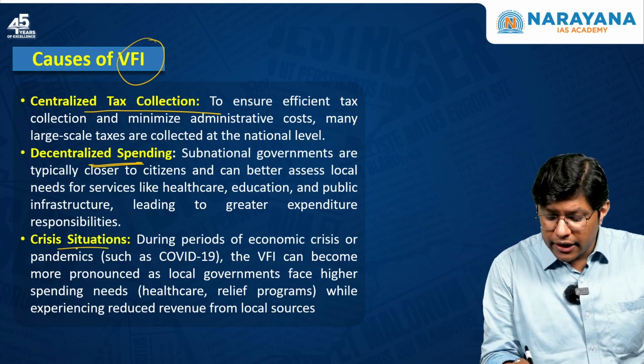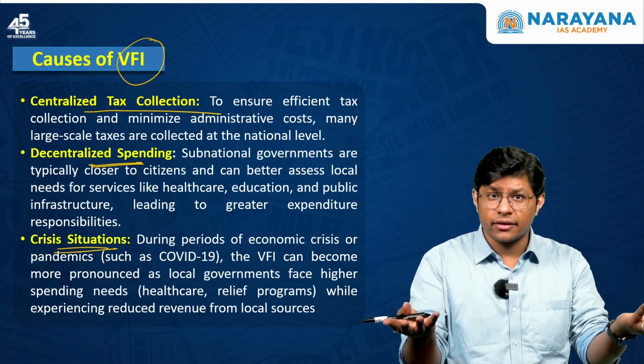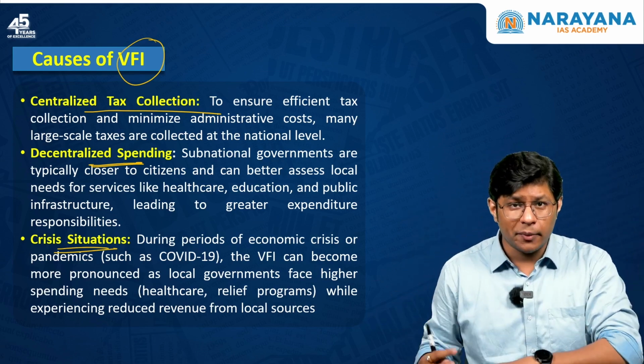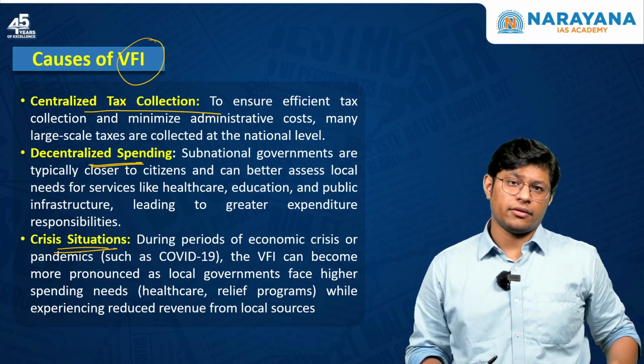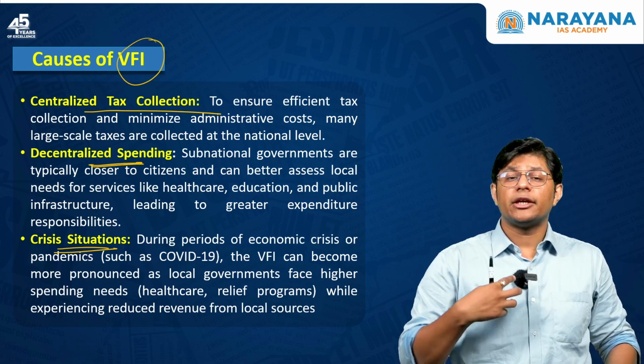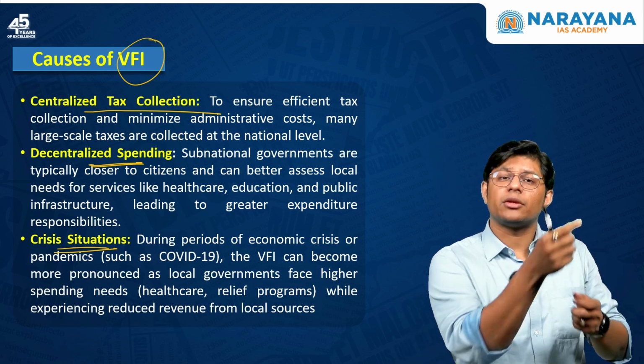And third is crisis situation, which means during a crisis situation like, let's say, COVID-19, the local government, the state government was expected to spend more on public welfare. But again, the problem is they do not have that revenue raising method. That's the reason they have to depend on the central government.